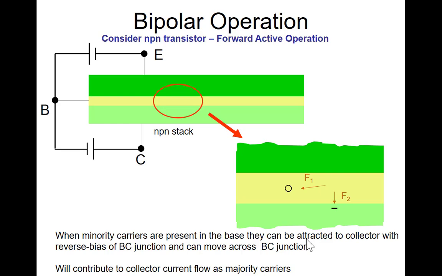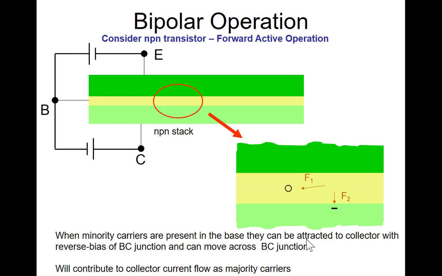So, while the minority carriers are present in the base region, they can be attracted to the collector with this reverse bias base collector junction. And then they'll contribute to collector current. I wonder what we can do in a device. Do we want that to happen? Do we want the minority carriers that appear in the base region to exit through the base? Or do we want them to exit through the collector? Collector. Yeah, we would like them to exit through the collector.